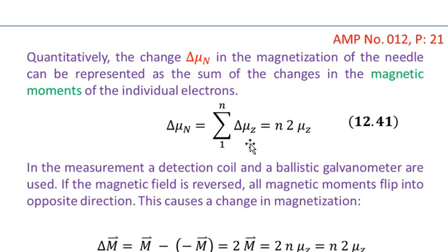And if you sum up the changes in all the mu z components, you will get this quantity equal to n times 2 mu z, which is explained in the next equation. So you see that here we are connecting a macroscopic quantity with a microscopic quantity. So mu z is the microscopic quantity, and mu z is the z component of the magnetic moment of the atom under the application of the magnetic field.